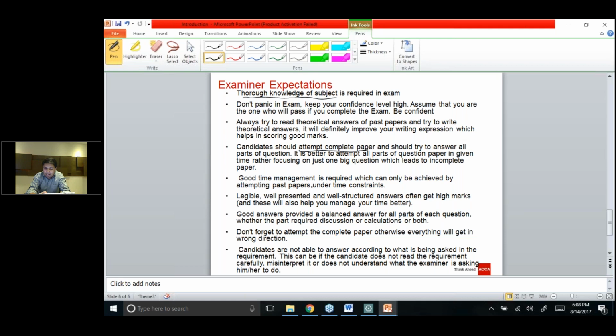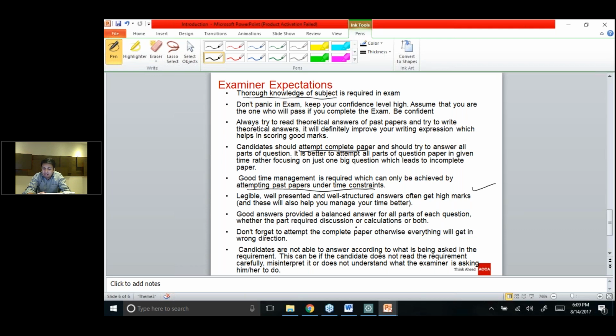Good time management is required, which can only be achieved by attempting past papers under time constraints. Especially in the last week, try to write one past paper under the 3-hour time constraint. Well presented and well structured answers often get high marks. This doesn't mean that you will lose marks on your handwriting, but a well presented and well structured answer means you have a professional approach, and obviously a professional approach will get the best marks.